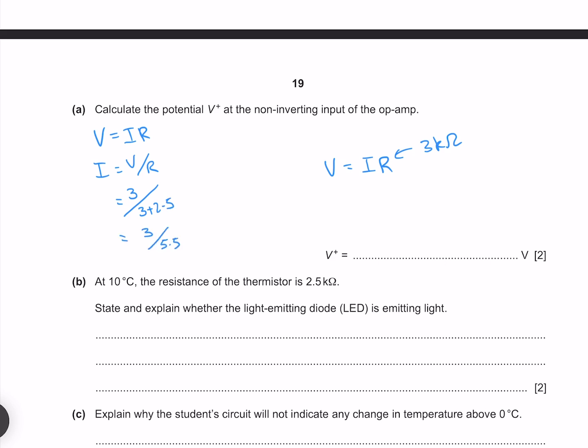Substituting that into our equation over here, I'm able to ignore the kilo because we have kilo ohms down here and kilo ohms up here, so they essentially cancel out, giving me 1.64 volts.